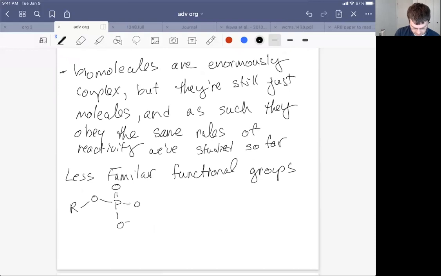Phosphate is going to have 4 oxygens. One of them is double bonded to a phosphorus. One of those oxygens is bound to the rest of our molecule, and then the other 2 oxygens, the ones that aren't double bonded, are either going to be negatively charged or bonded to something else. So in this case, they are negatively charged.